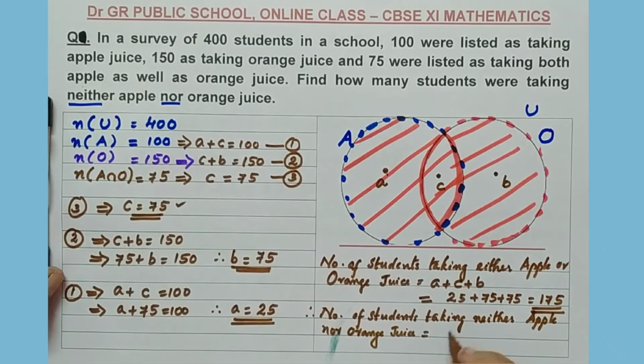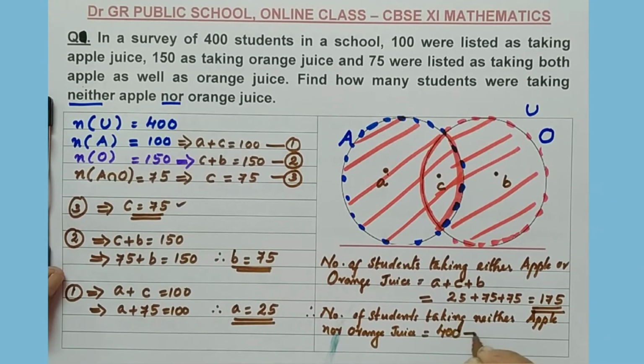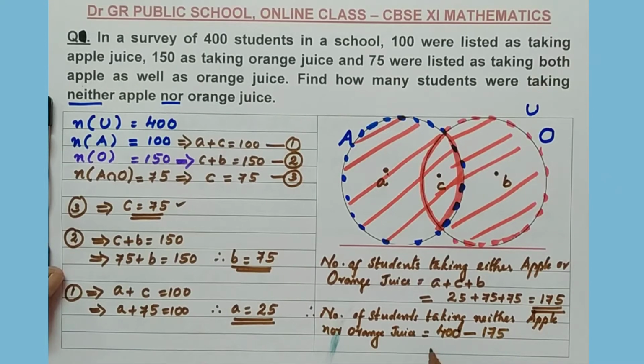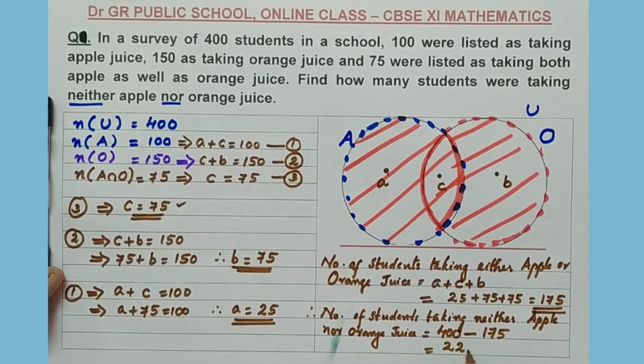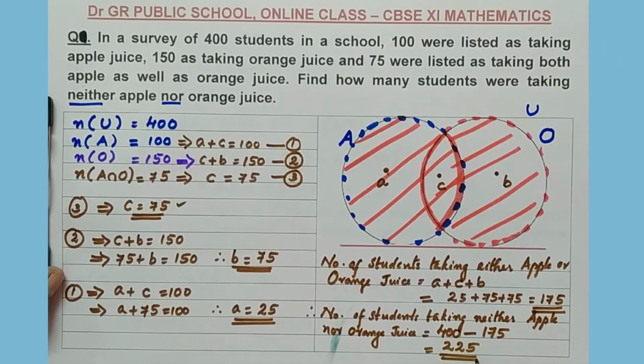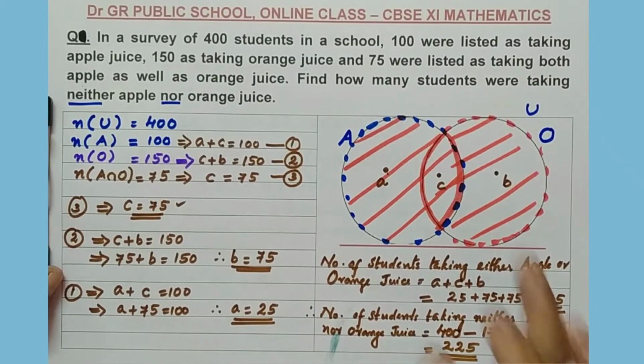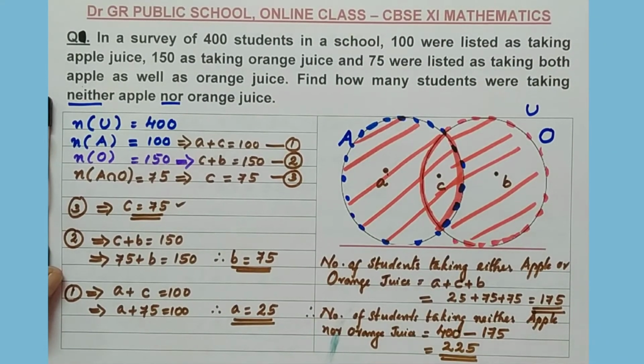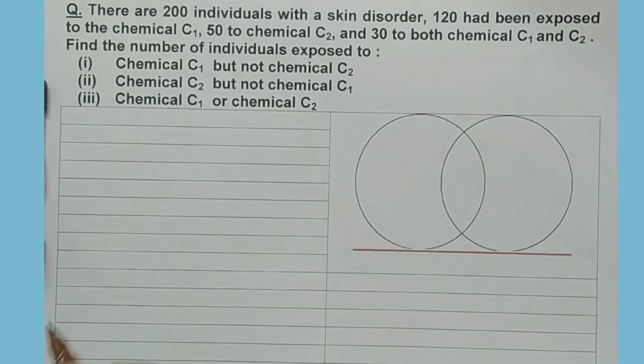Total 400 students are there in the universal set. From this, you need to subtract the students who are taking either apple or orange juice. So, the answer will be 225. I hope all of you understand how to do the problems by means of Venn diagram. This seems to be very easy. Come with the next question.